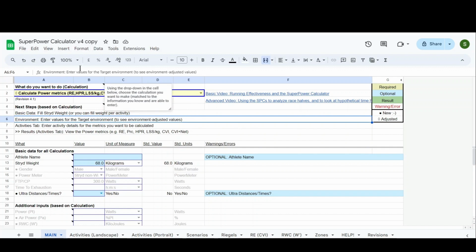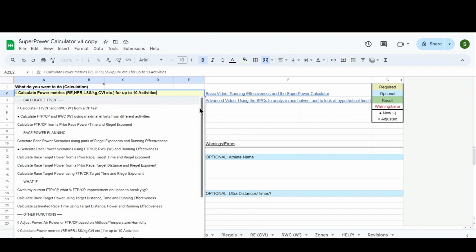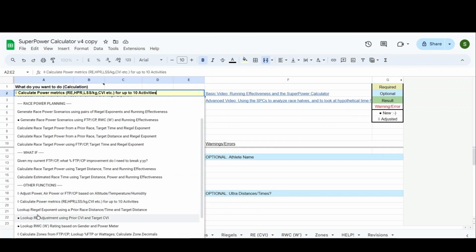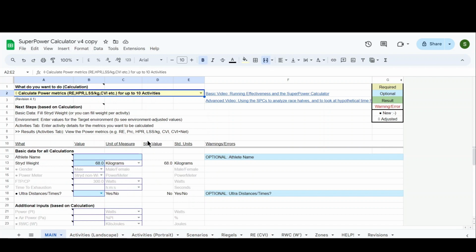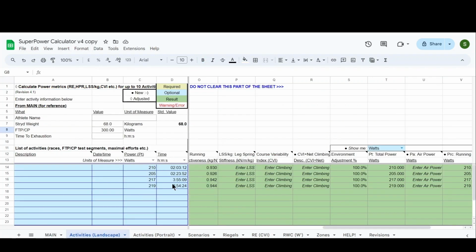Again, in the SuperPower Calculator, you click down and go to the function where you're calculating power metrics, in particular the running effectiveness. In this calculator, enter your weight, enter your samples right here, and then look at your running effectiveness to determine how you're going to bracket running effectiveness in your race power planning.